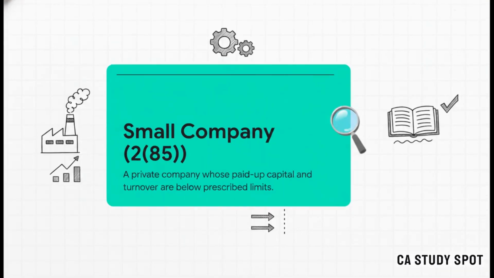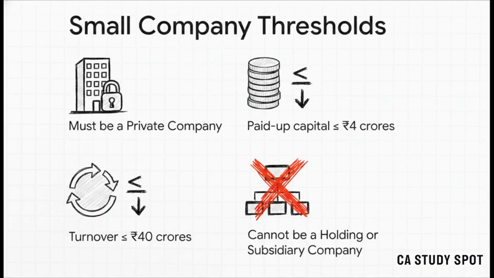All right, next up we have the small company. This isn't just a description, it's an official legal status. If a private company is small enough to fit within certain financial limits, it gets this label. And being a small company is great because it means less paperwork and fewer regulations to worry about. So what are those limits? Here are the magic numbers.